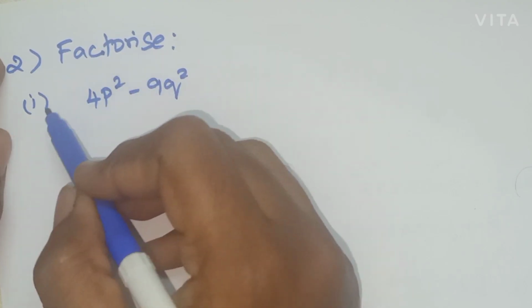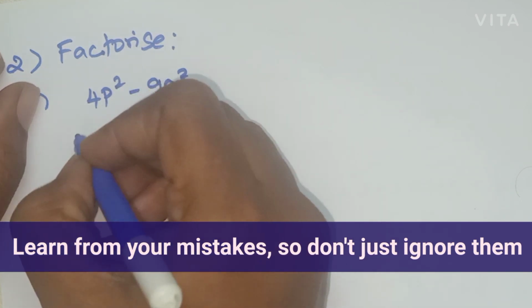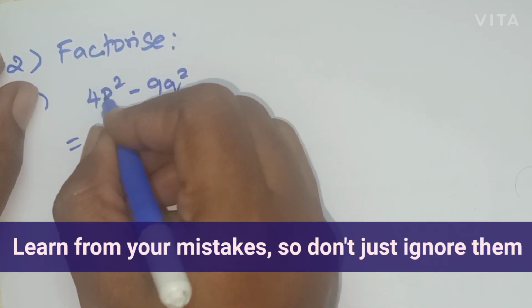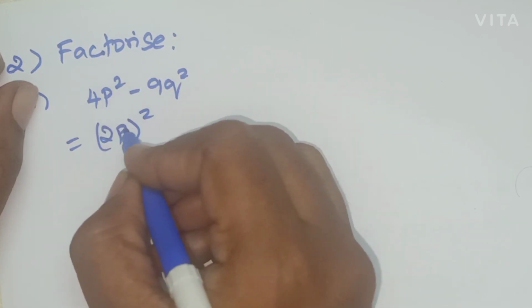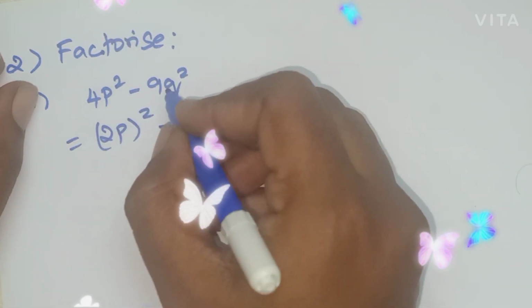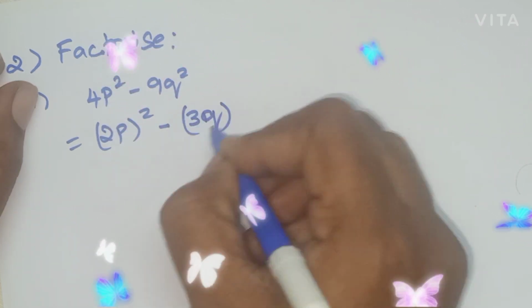Question, factorize. First subdivision, 4p square minus 9q square. Here 4p square, I can write it as 2p the whole square, isn't it? 2 square is 4, and we can write p square. Minus 9q square, this we can write as 3q the whole square.